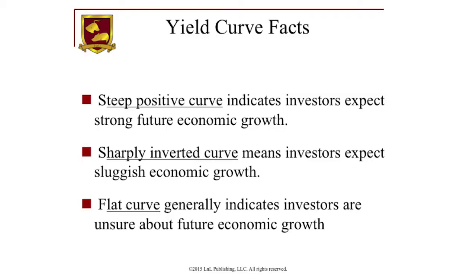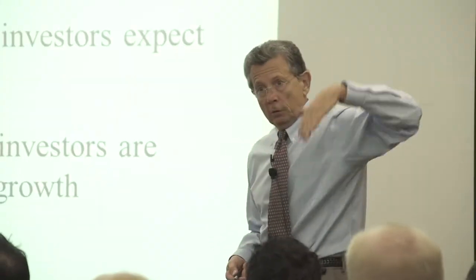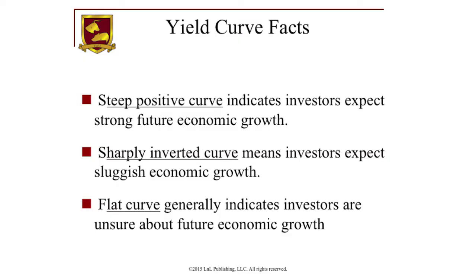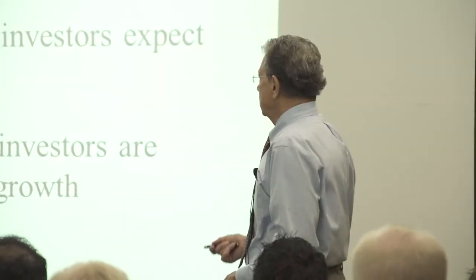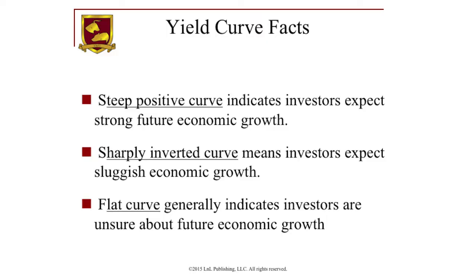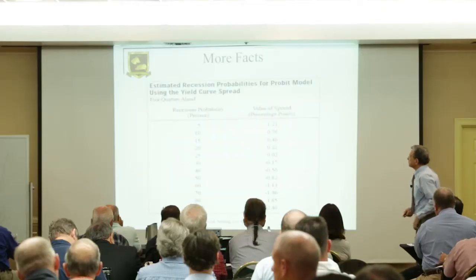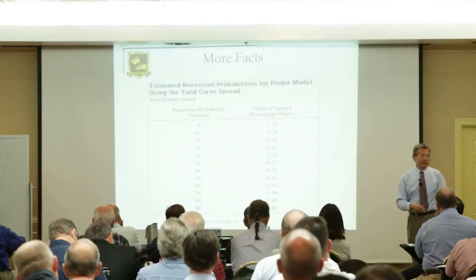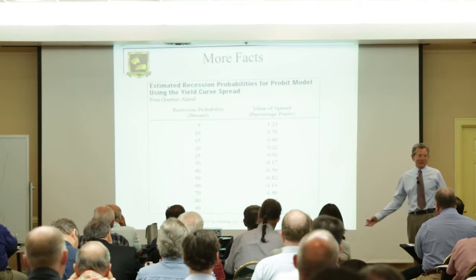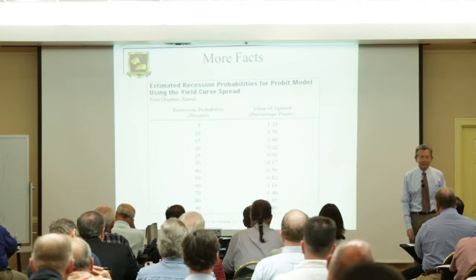So the yield curve, a steep positive curve, what we saw going up, indicates investors expect strong future economic growth. The inverted curve, when it's going down, means investors expect sluggish economic growth. They want more money now for their money. A flat curve indicates investors are unsure, and the market doesn't like uncertainty. We can actually use this indicator to predict recessions, and if we can predict recessions, we can predict stocks.